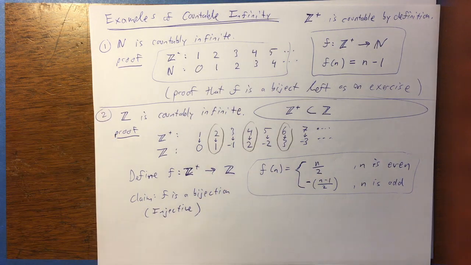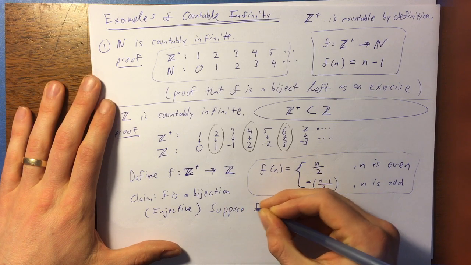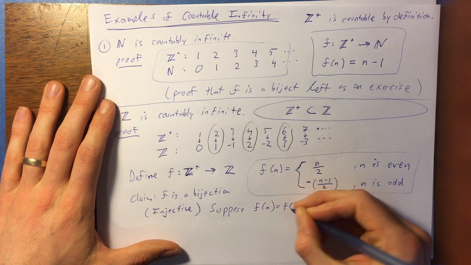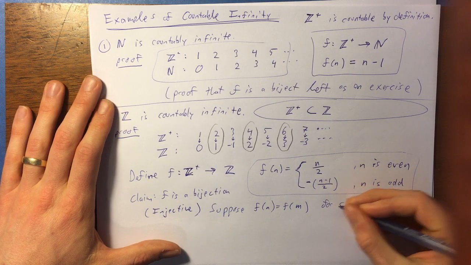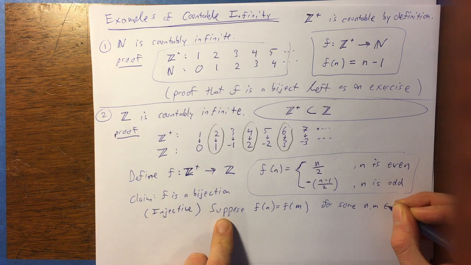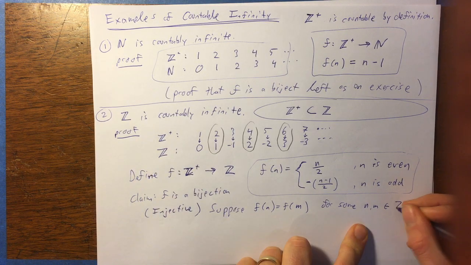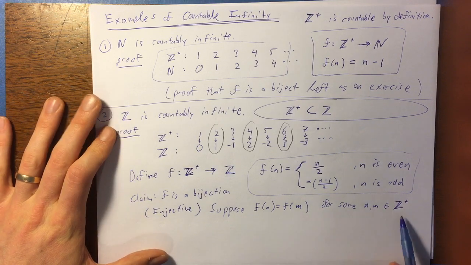I want to prove that it is 1 to 1. To do that, what I'm going to do is suppose that two outputs are equal, and then try to argue that the corresponding inputs would be equal. So I'm going to start by saying, suppose that f of n equals f of m, for any two n and m in the set of our input, the positive integers. So suppose f of n equals f of m.